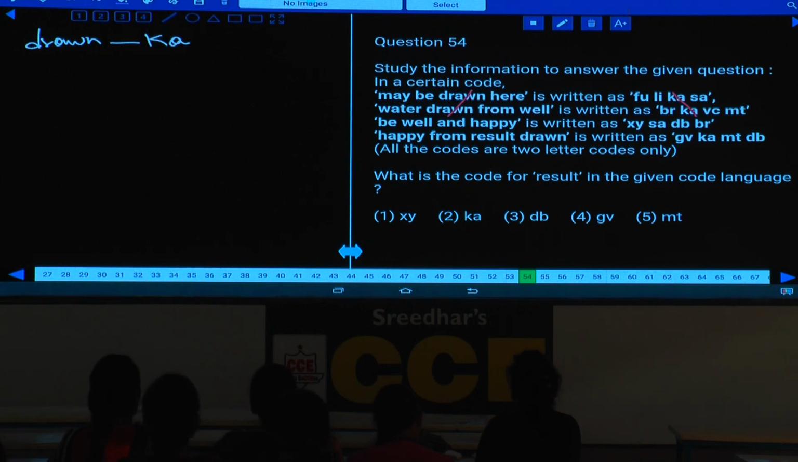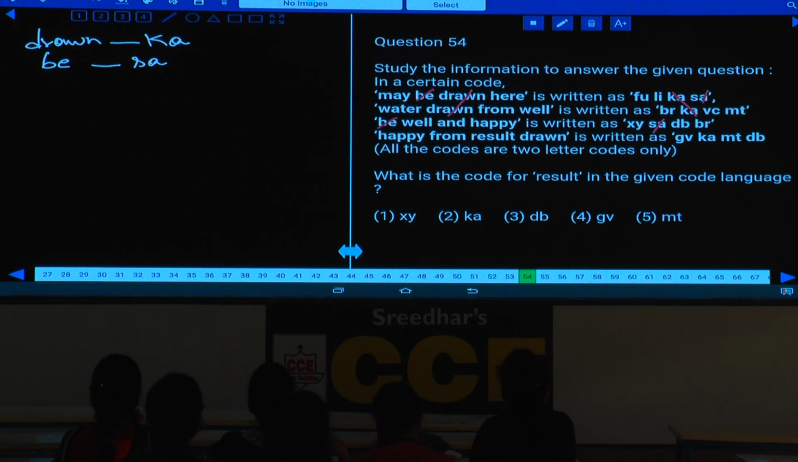Next one, "may be here" and "may be here". Be is the word which is common between these two. Then what is the code common here? F-U-L-I-S-A, S-A is common. Hence what is your answer here? The code to the word "be" is S-A.